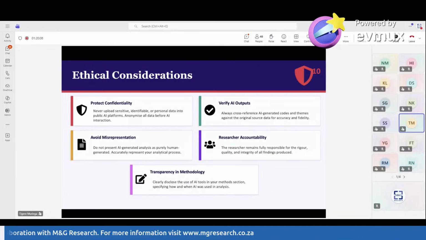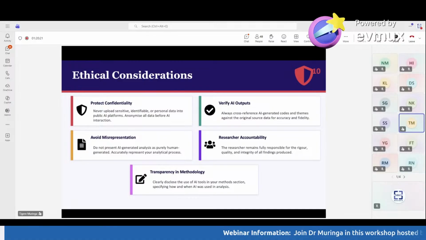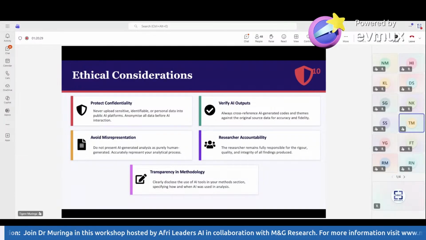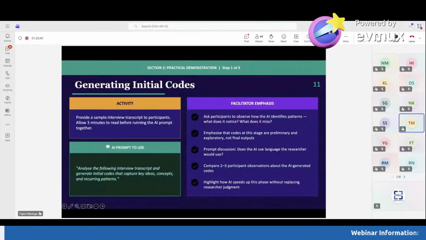You need to avoid misrepresentation, right? Do not present AI generated analysis as purely human generated, and accurately represent your analytical processes. And then researcher accountability: the researcher remains fully responsible for the rigor, quality, and integrity of all the findings produced. And you need to make sure that there's transparency in the methodology. You need to always disclose the use of AI tools in your method section. Specify how and when AI was used at every stage, right?